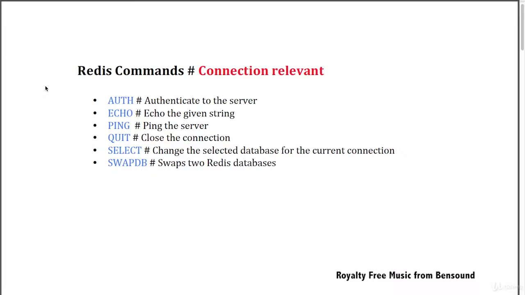Redis connection relevant commands. There are a couple of commands in Redis that are connection relevant, for example, auth, echo, ping, quit, select, and swapdb. The auth command is utilized to authenticate to the server, the echo command is utilized to echo the given string, and the ping command is utilized to ping the server. The quit command is utilized to close the connection. The select command is utilized to change the selected database for the current connection, and swapdb swaps two Redis databases.